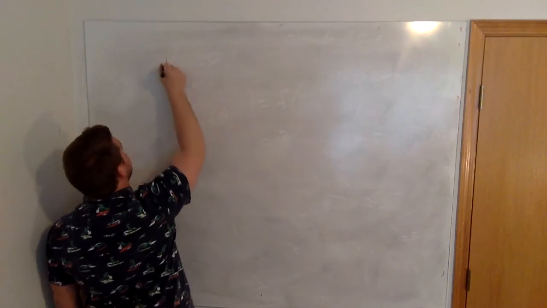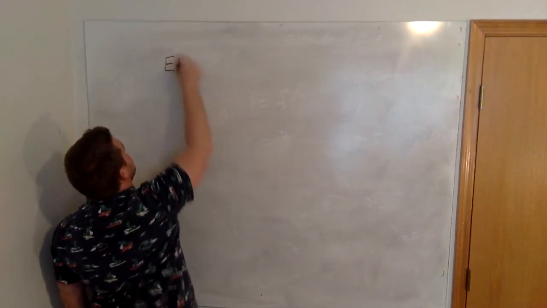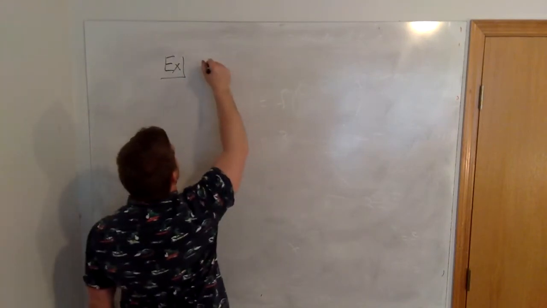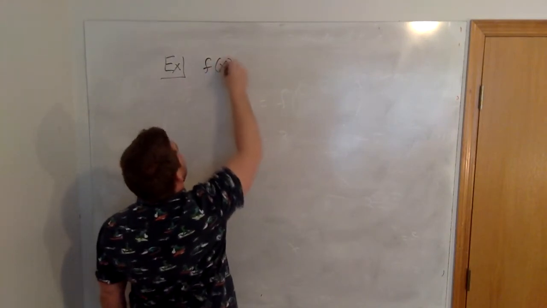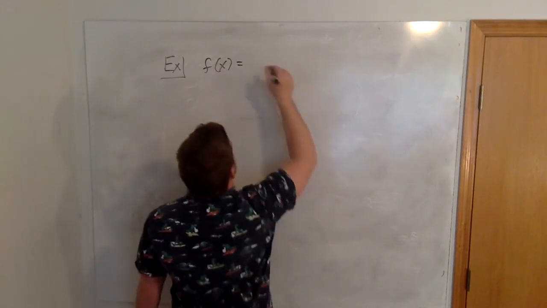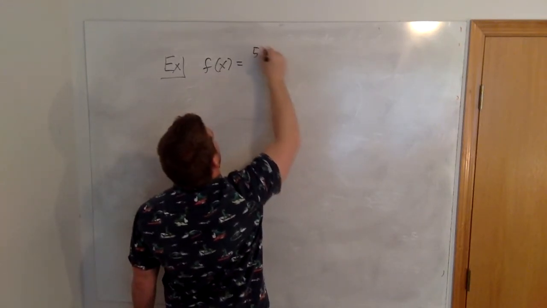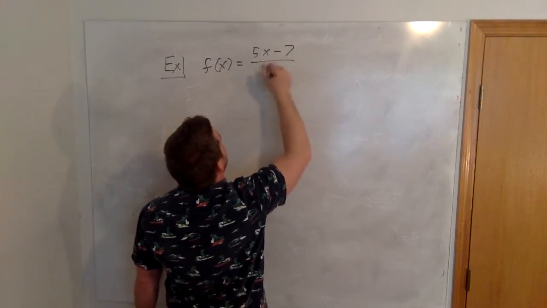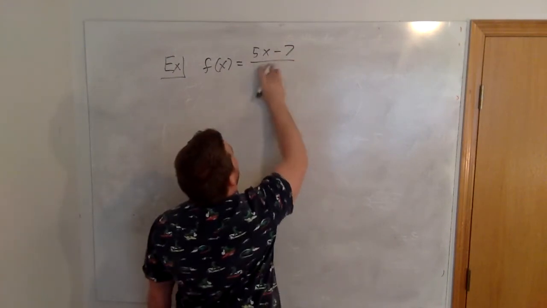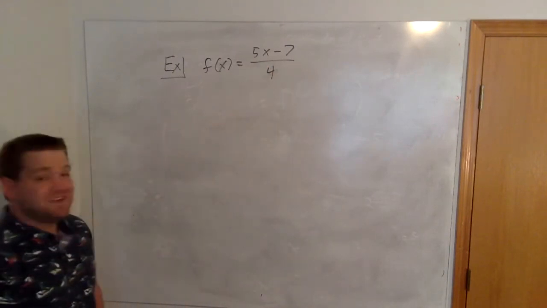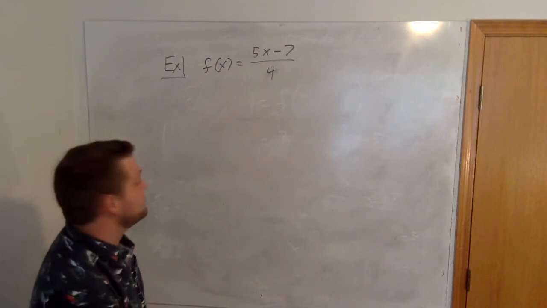Okay. Let's do a couple different examples. Let's go ahead and algebraically try to find inverse functions. So let's say that we have the function f of x, let's say it's 5x minus 7, all over, how about 4? Sure. Okay, go ahead and pause the video and give a shot at finding the inverse of this function.